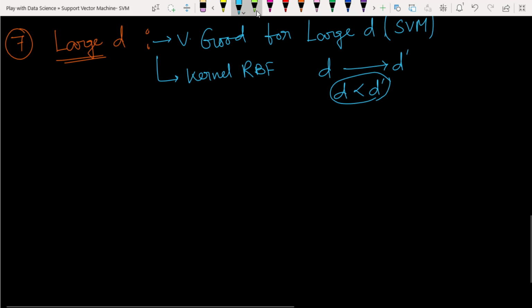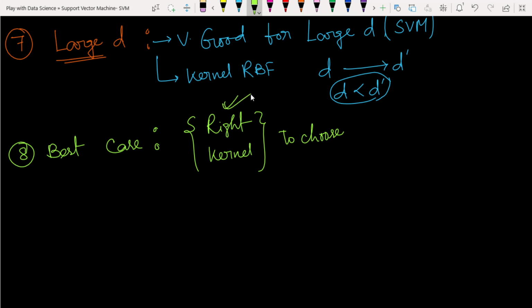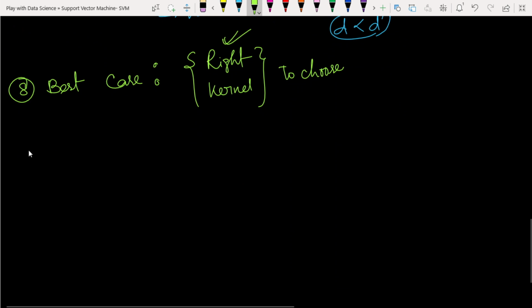Now we are discussing two things, the best case and the worst case. First, the best case. What is the best thing of our SVM? The best thing is to choose the right kernel.